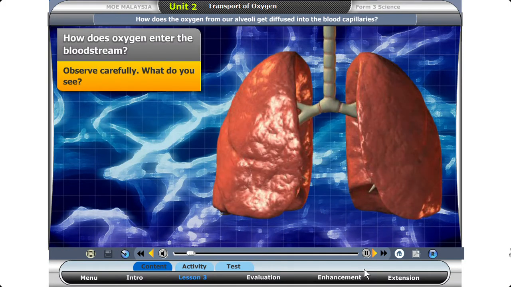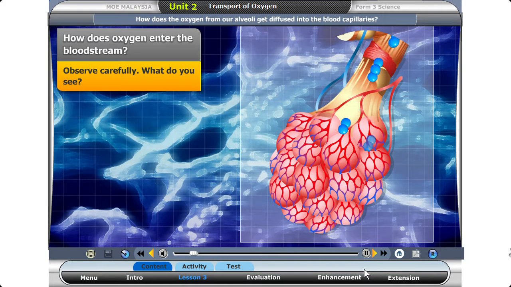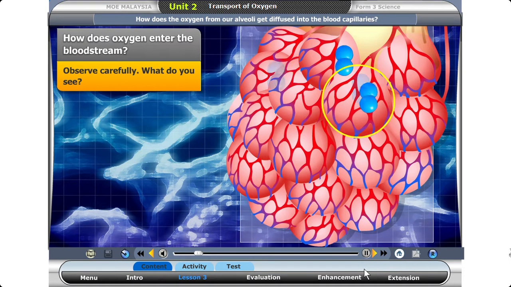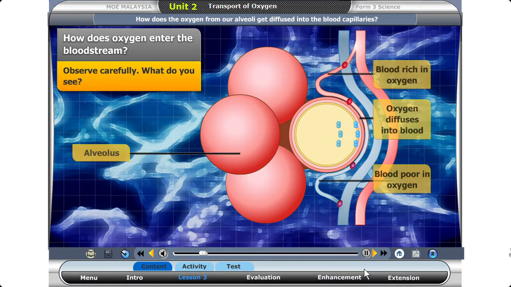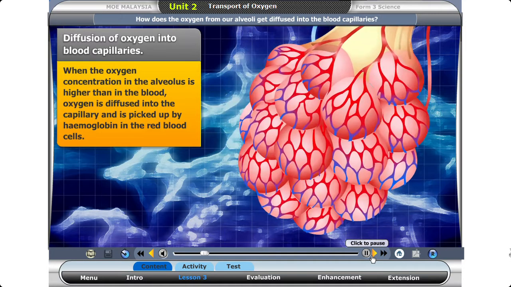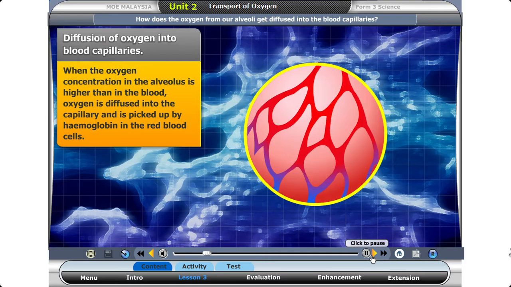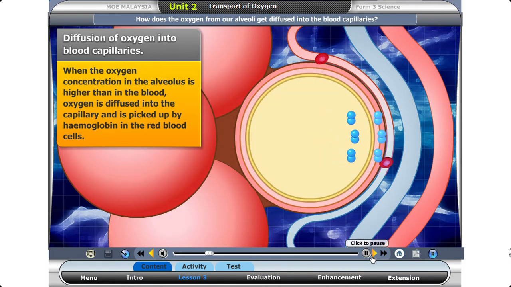How does oxygen enter the bloodstream through the alveoli? Let's take a closer look at one of the alveoli. What do you see? If you observe carefully, you can see the blood capillaries in the alveoli.